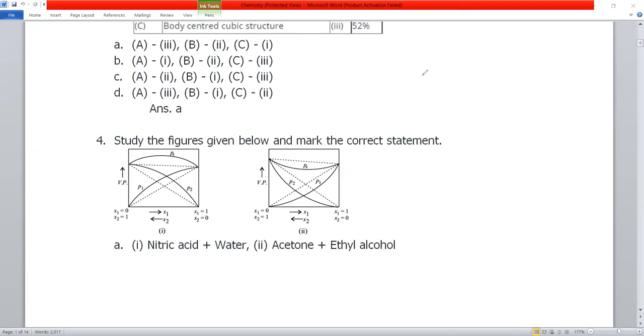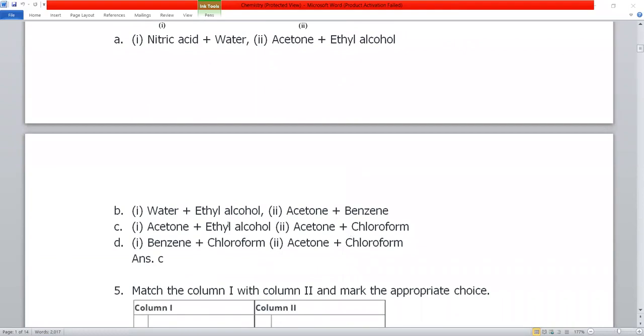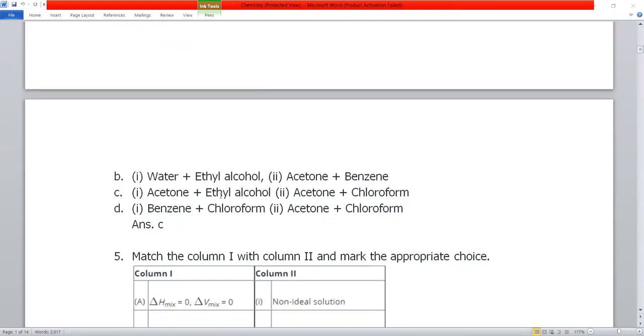The remaining examples we can also check here. Option B, both they have given as positive deviation. Option C, the first one is positive deviation, the second one is negative deviation. So option C is the correct one here, students. So go for question number 5.